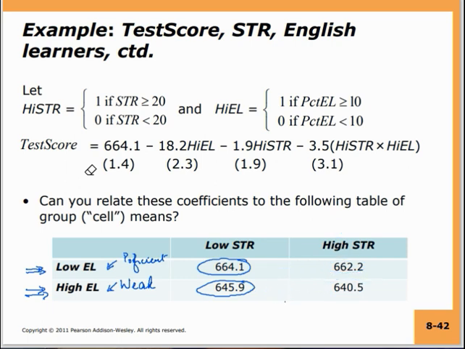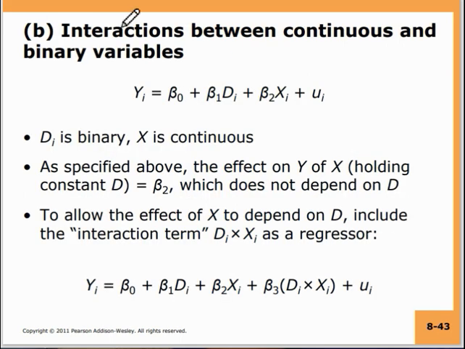If you were to do an ANOVA, then also you would be able to test the hypothesis that there is in fact an interaction effect. So by including this product term in your regression, you can do it in a much easier fashion. Now we look at interactions between continuous and binary variables.